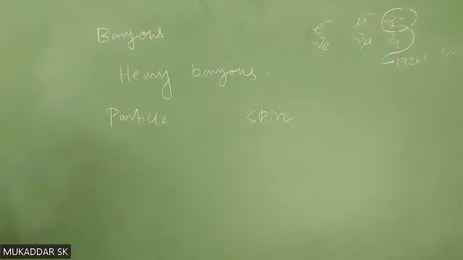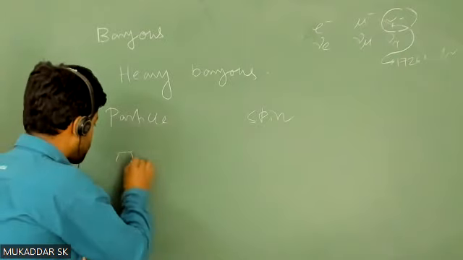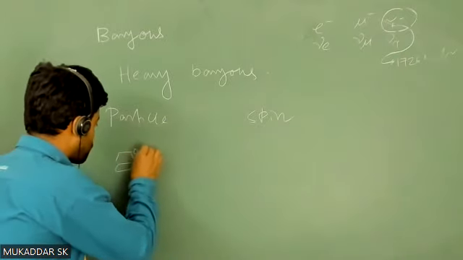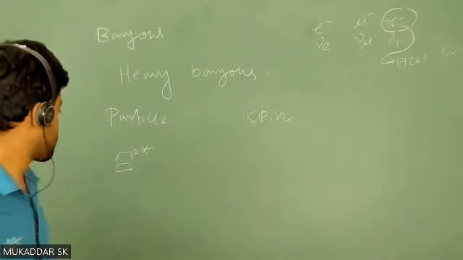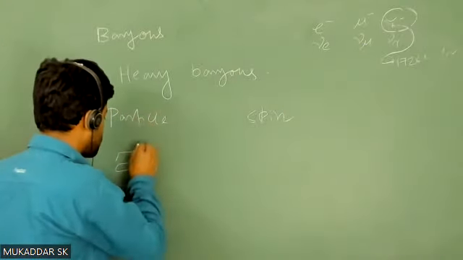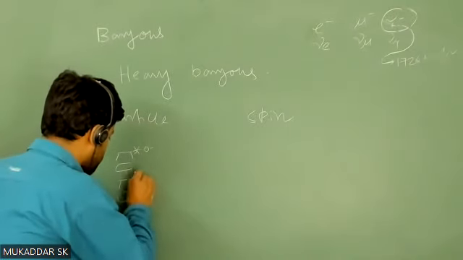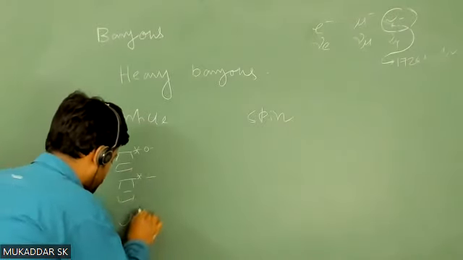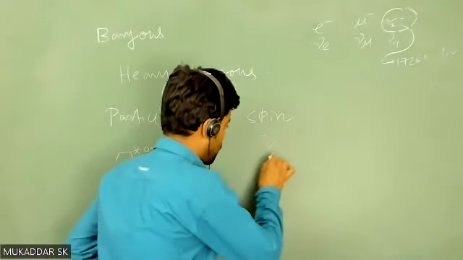Okay, there are few more particles that exist. Suppose you have a cascade star 0, cascade star minus, omega star minus, and all are having spin 3/2.